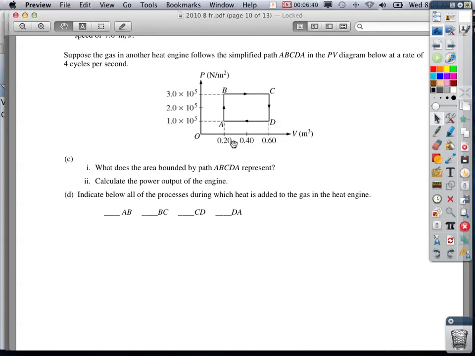Okay. Now, why does it stay at the same pressure if it's squishing back to its original volume? How is that possible? What must be happening here?